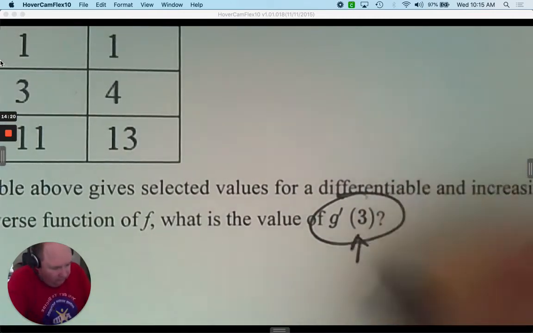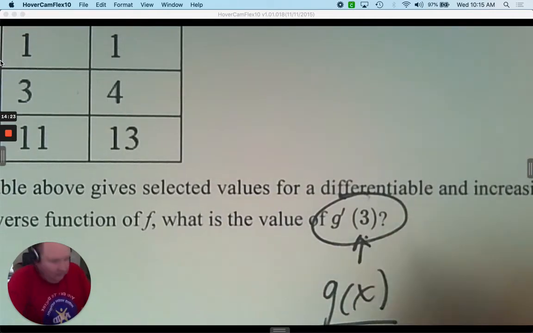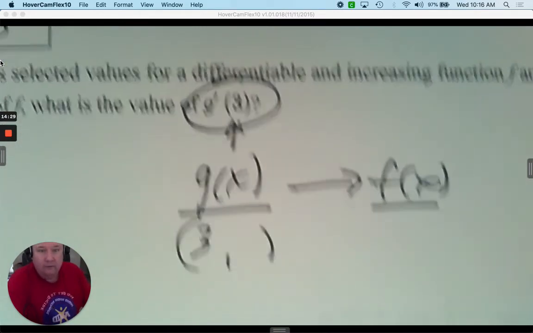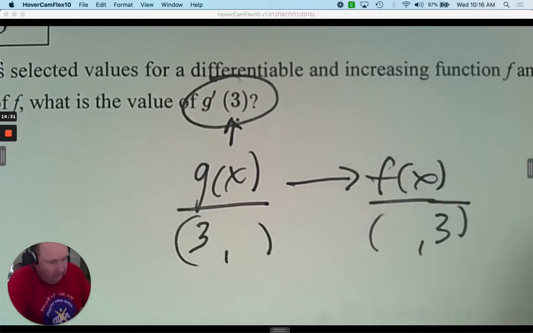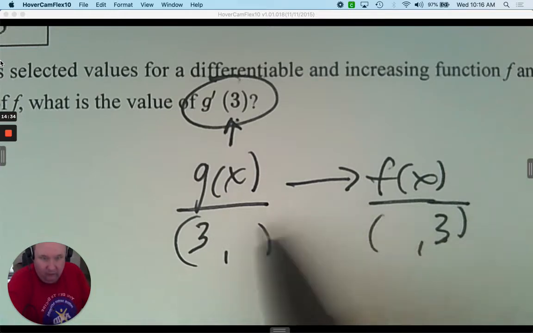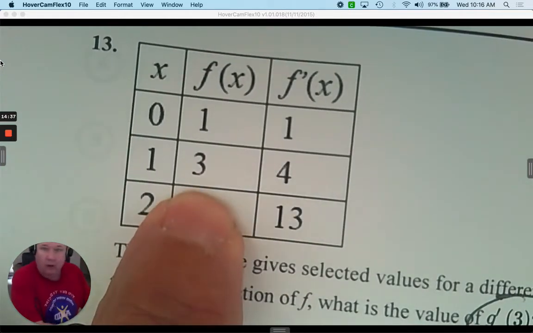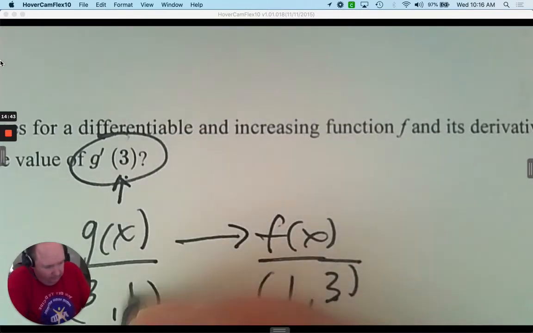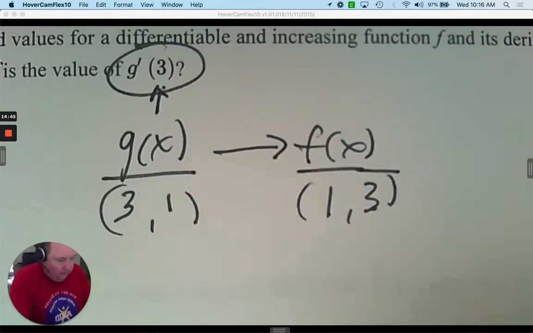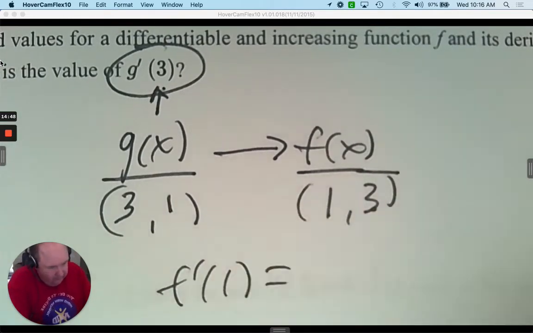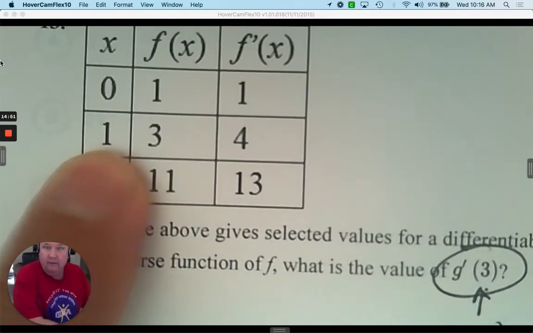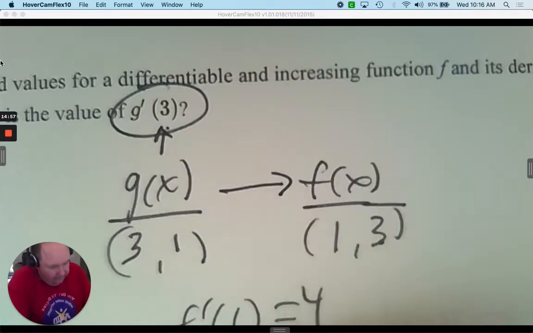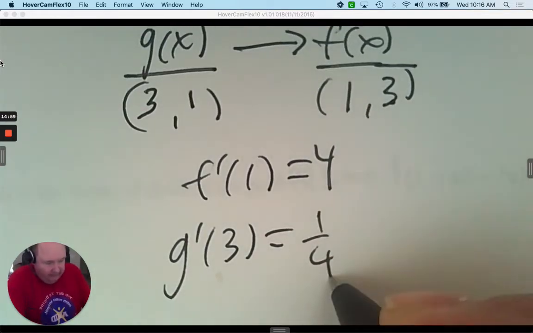So for g, the x value is 3. For f, you would do the inverse of that. So now the y value is 3 when you inverse it. Look off your chart. So when the y value is 3, the x value is 1 for f. So now I have the values that I need. The derivative at 1 is 4. So therefore the derivative at 3 is the reciprocal of that, and you have your answer.